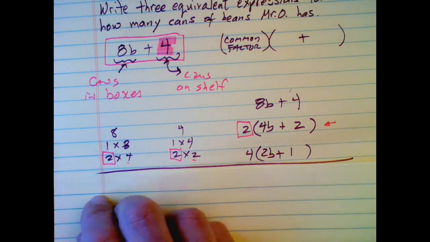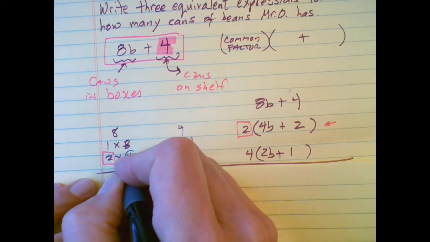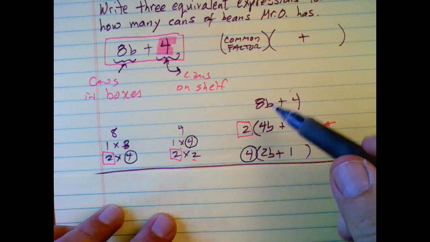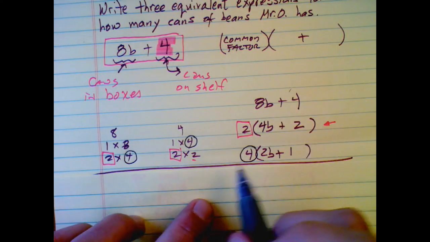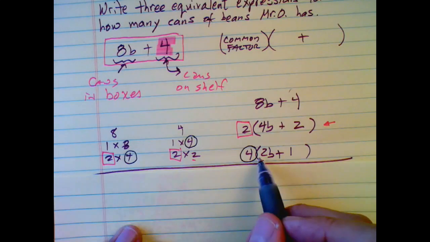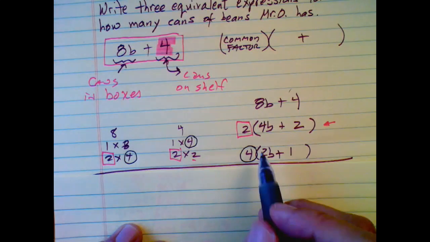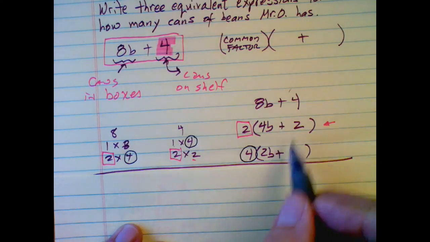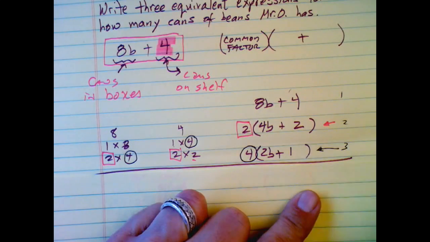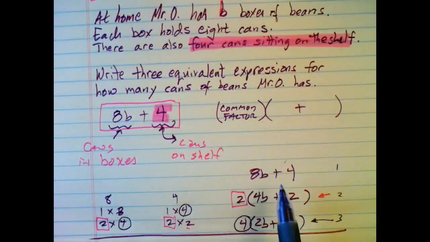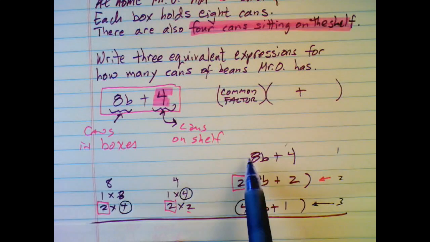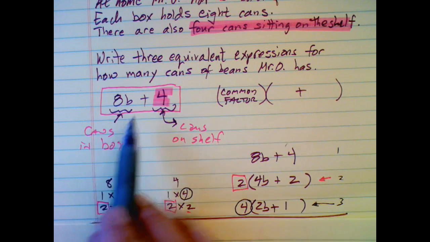Of course, 2 is not the only thing they have in common. They also have 4 in common. And there, so 4 is also a common factor. Happens to be the greatest common factor. But what do I multiply 4 by to get to 8b? Well, 4 times 2b, there's the 2. 4 times 2b is 8b, plus 4 times 1 is 4. So here is another expression. So here we go. We have 1, 2, 3 expressions for representing the number of cans of beans I have, where the first part is the cans I have that are in boxes, plus the cans I have on the shelf.